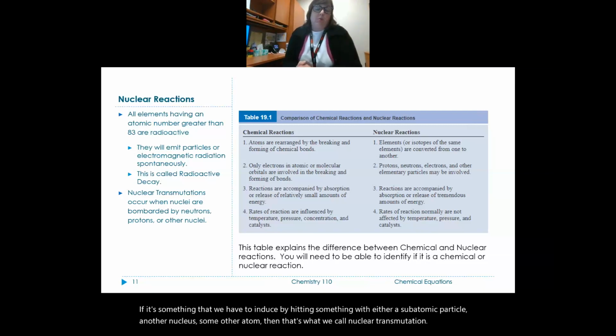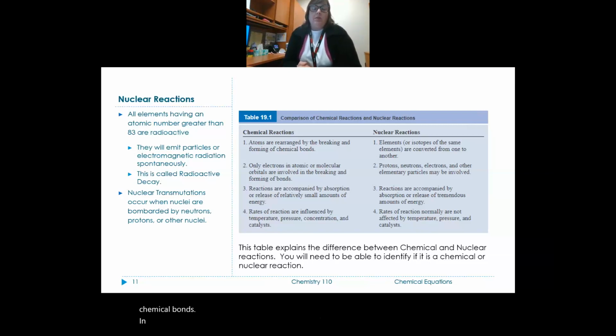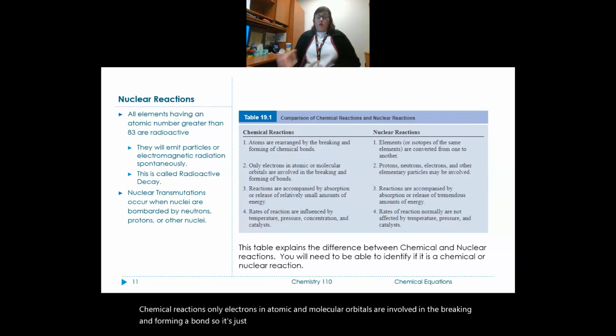In chemical reactions, we talk about atoms being rearranged by breaking and forming of chemical bonds. In chemical reactions, only electrons in atomic and molecular orbitals are involved in the breaking and forming of bonds. So it's just the movement of the electrons. So we either move them completely from one species to another, or we rearrange them.